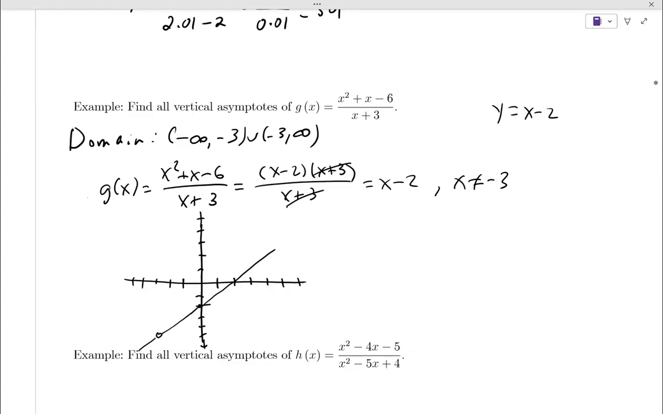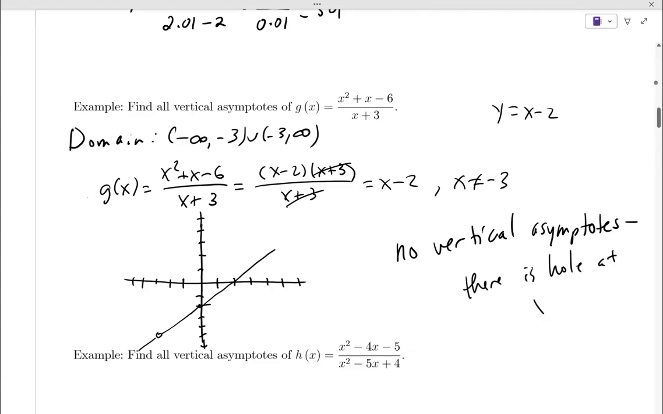So is there a vertical asymptote on this graph? Does it look like it? No, there's not a vertical asymptote on this one. So there are no vertical asymptotes for this one. There's a hole at x equal to -3. All right, so what happened differently in this example than in the previous example?